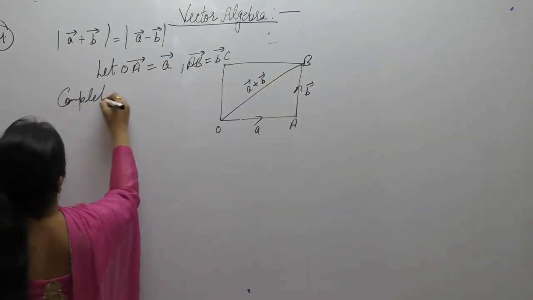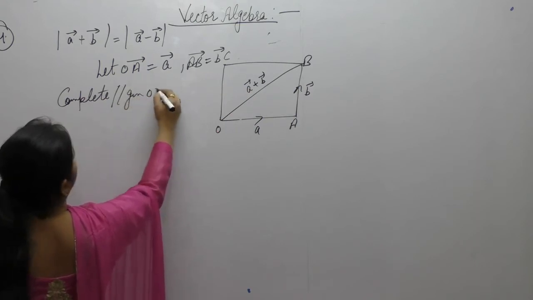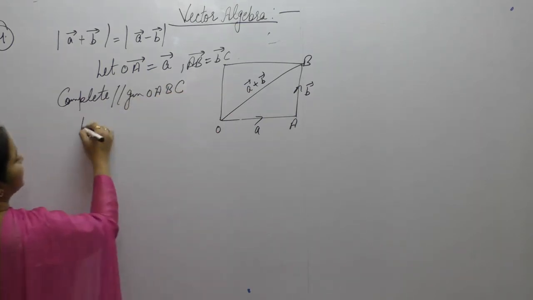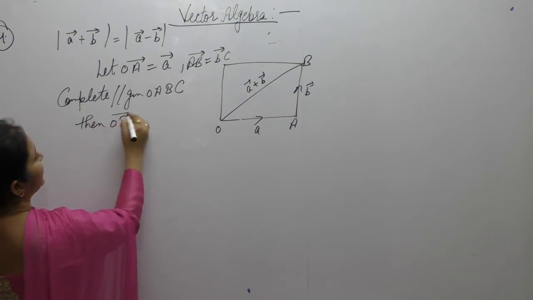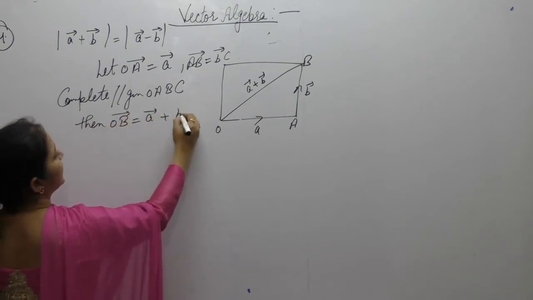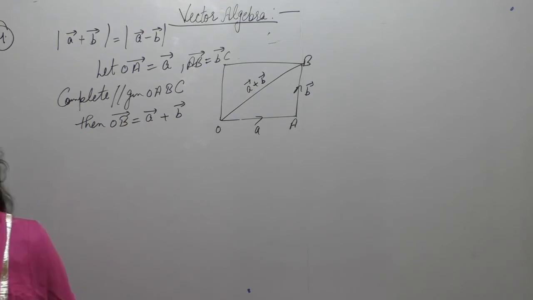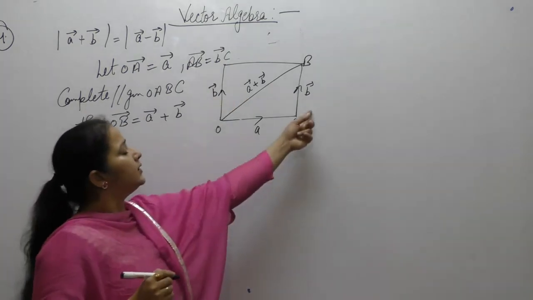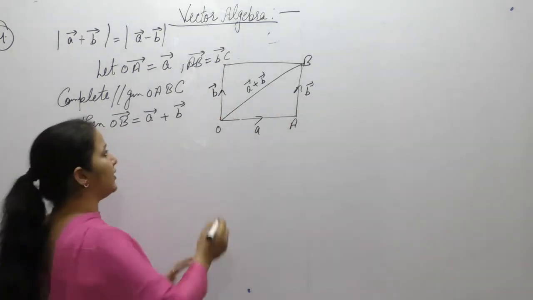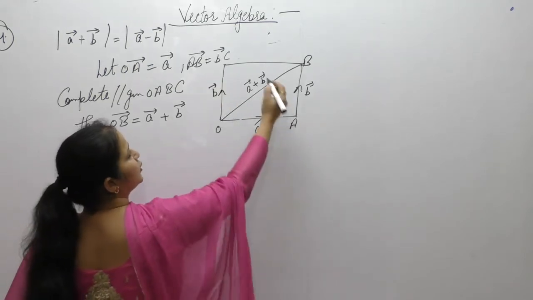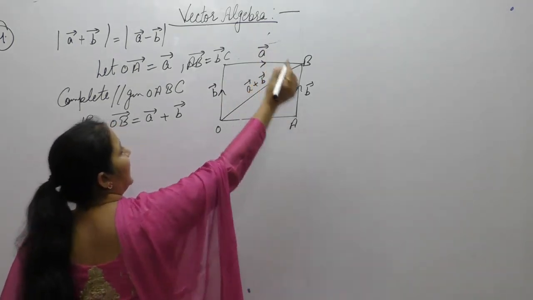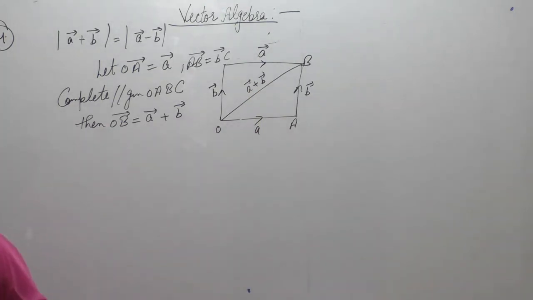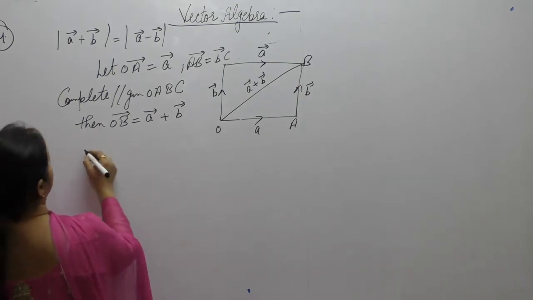Complete parallelogram OABC. Then OB vector is equal to A vector plus B vector by triangle law of vector addition. Since this is a parallelogram, opposite sides are equal. OC vector is equal to B vector and BC vector is equal to A vector.